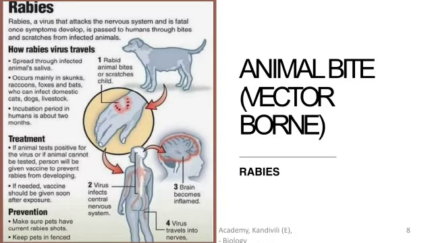Rabies is a virus that attacks the nervous system and is fatal once symptoms develop, and is passed to humans through bites and scratches from infected animals. So the mode of transmission is through animal bites and the symptom is fear of water, that is hydrophobia. The preventive measures are that dogs should be immunized and vaccination should be given timely.